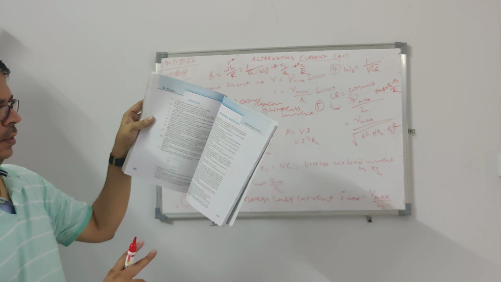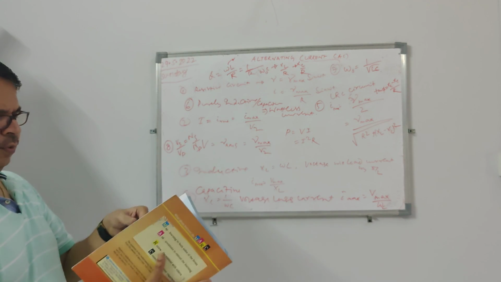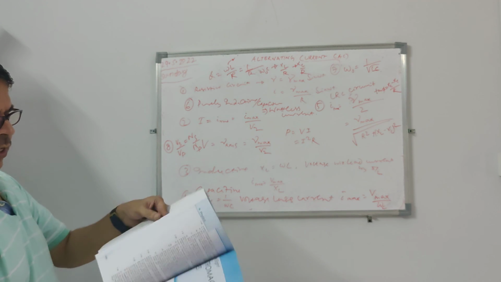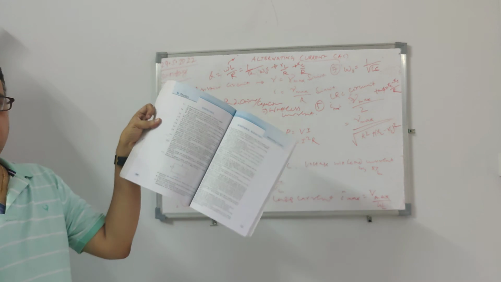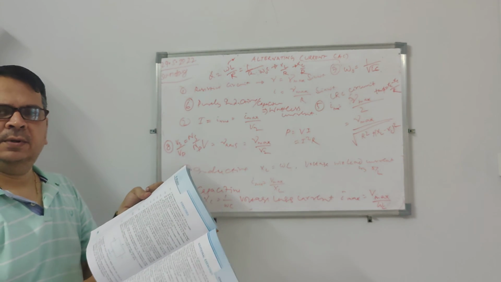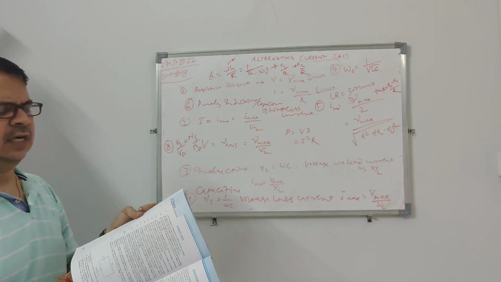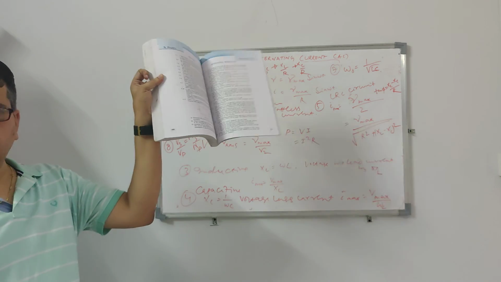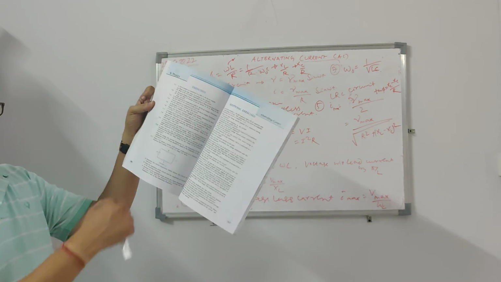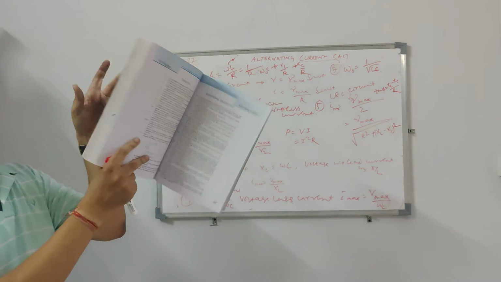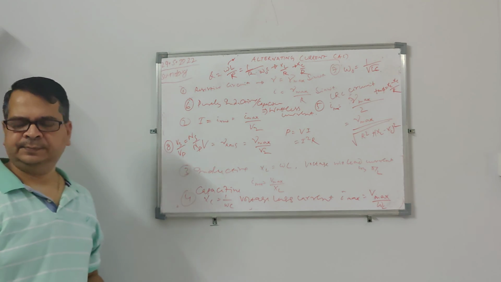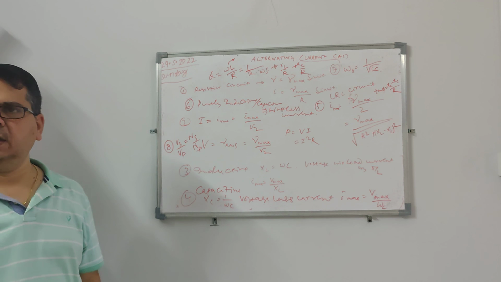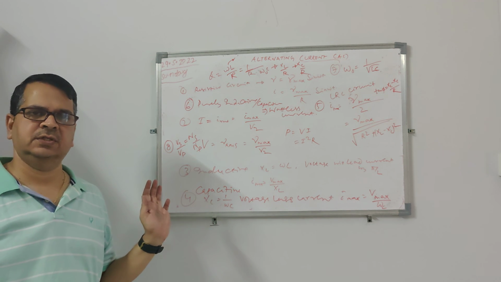Then I do CT. You need not go into the additional exercise. At least if you solve these 11 questions and show me, that should be good enough. First you solve these 11 questions, then you go to CT or SIT. So you have completed alternating current completely. There can be 3-4 questions only.